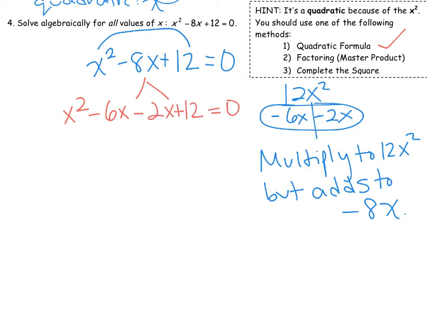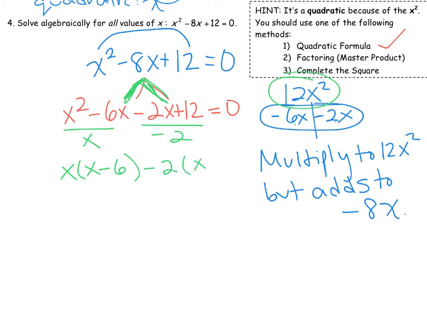The next step: while using our master product to get that 12x squared, we found those two numbers that multiply to 12x squared but add to negative 8x. The whole point in that was to split the middle, which is what we did here. Now what we want to do is factor out the GCF from the first two and last two terms. I can divide this out by x. I'll be left with x minus 6. And I can divide this out by negative 2. If I divide out by negative 2, I'll be left with x minus 6.